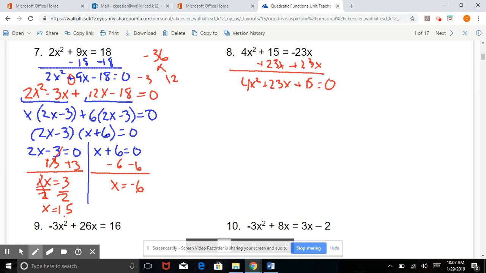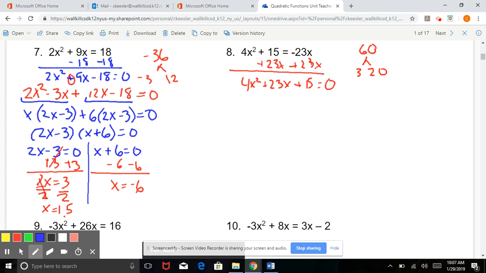Next step is to multiply the 4 and the 15, which is 60, and come up with the factors of 60 that have a sum of 23. So we know 1 times 60, but that would make 61. We know 2 times 30, but that would make 32. We know 3 times 20, and there's our 23. So we're going to use 3 and 20. And go ahead and start the grouping process.